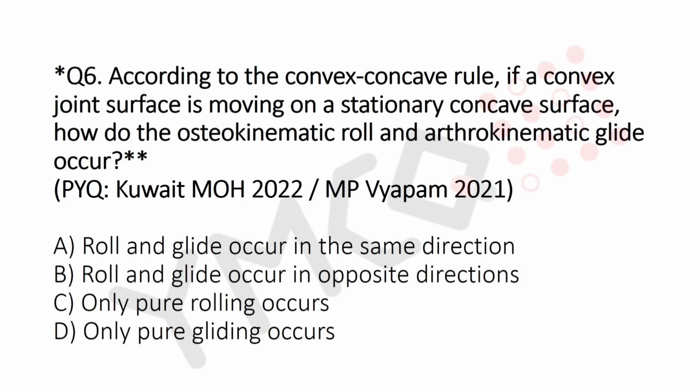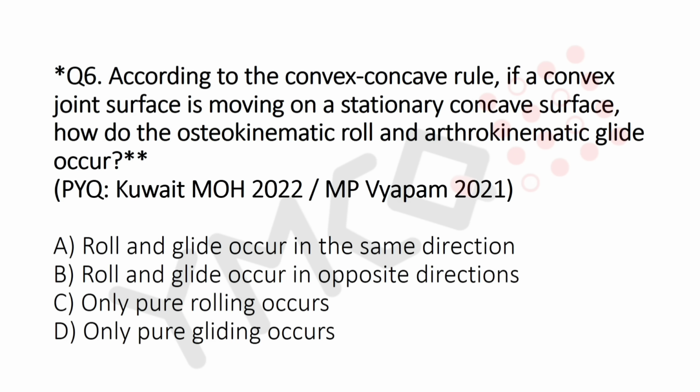According to the convex-concave rule, if a convex joint surface is moving on a stationary concave surface, how do the osteokinematic roll and arthrokinematic glide occur? Option A, roll and glide occur in the same direction. Option B, the roll and the glide occur in the opposite direction. Option C, only pure rolling occurs. Option D, only pure gliding occurs.